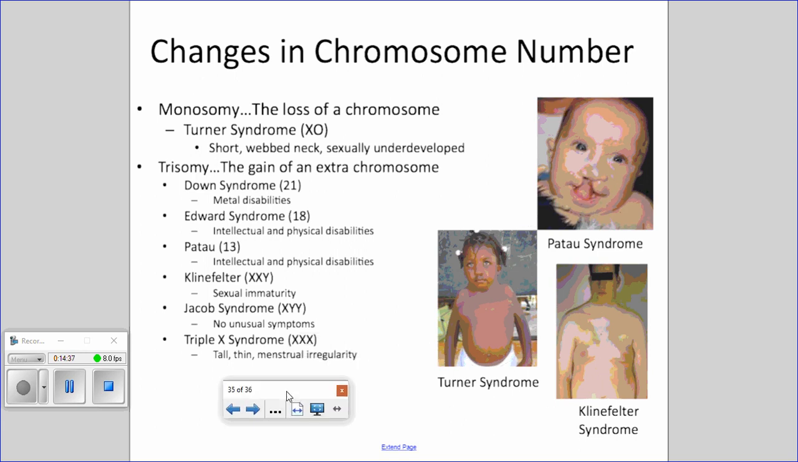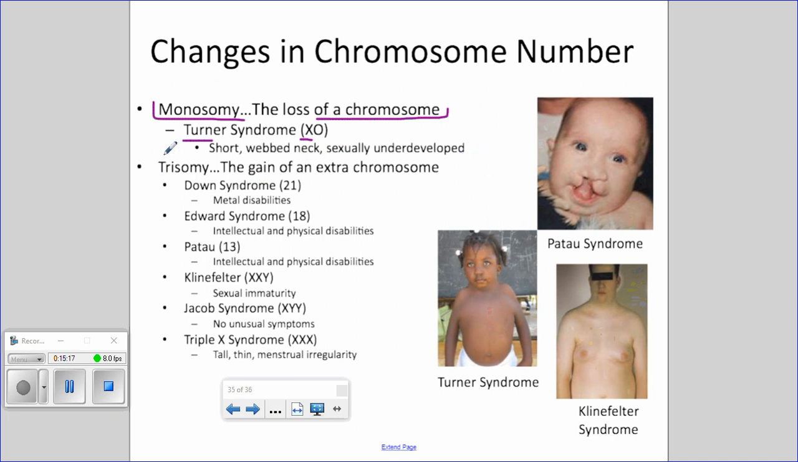So chromosome abnormalities can result in various genetic diseases. So these changes in chromosome numbers can have effects on the individual. So when you have monosomy, which is the loss of a chromosome, in this case, the most common one is a genetic disease referred to as Turner syndrome. This is where the individual just has an X chromosome, but no Y chromosome or no second X chromosome. So these individuals are usually short, have a webbed neck, and are sexually underdeveloped.